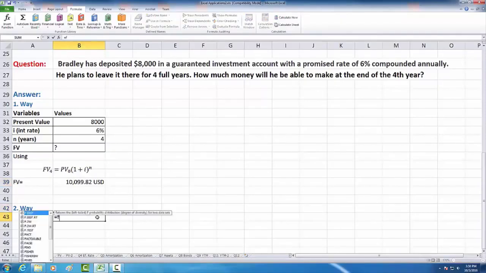Or, the second way, you can use built-in functions. The built-in function is FV. When you click on FV, you can understand what it does. It returns the future value of an investment based on periodic constant payments and constant interest rates. FV, open a parenthesis. The first thing it asks you is the rate. So here is the rate, 6%, B33. Then comma, number of periods. How many periods do we have? We have 4 years.